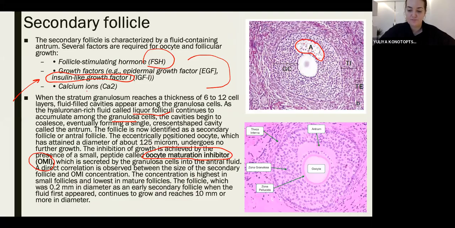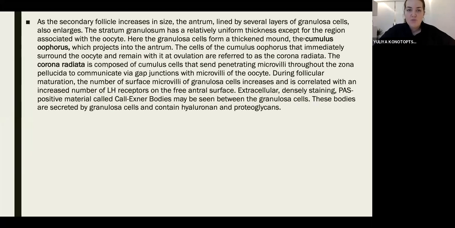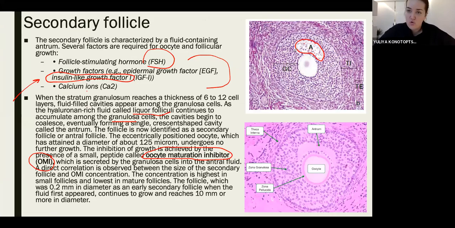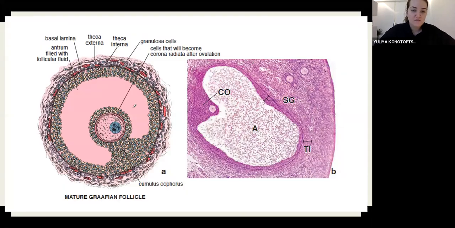Okay, so remember this. Cumulus oophorus and corona radiata are better explained on this part. This is already your tertiary follicle, because you can see that the antrum is way huge. Again, in the secondary follicle, notice how tiny the antrum is. If the antrum is this big, then it is already a tertiary follicle. Granulosa cells are still surrounding your antrum, and inside there you have the primary oocyte, surrounded by the zona pellucida.